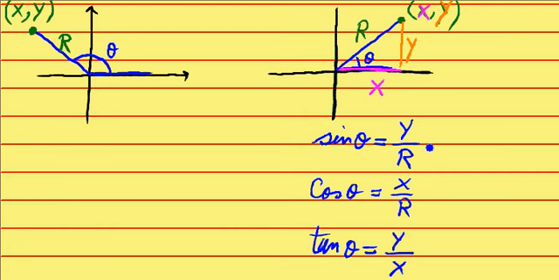You notice what's happening. What's happening is that instead of calling it opposite, you're changing that for the y coordinate. So this is playing the role of opposite, assuming that your angle is in the standard position here. This one is going to play the role of adjacent, and this one is going to play the role of the hypotenuse.